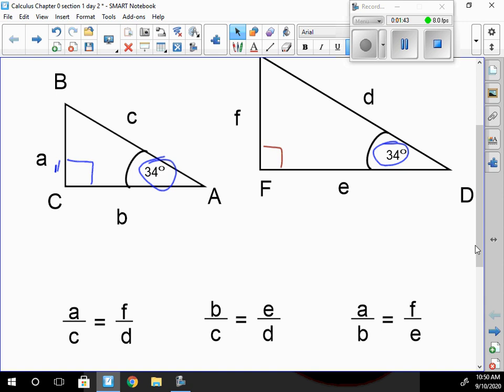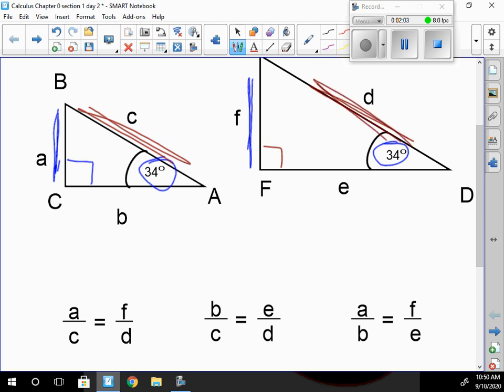So if I take this side A, which is the shortest side of the triangle, over C, the longest side of the triangle, that is equal to F, the shortest side of the triangle, over D, the longest side of this triangle. And that'll work anytime the triangle is a right triangle and it has a 34-degree measurement. Now, it's not just true for 34 degrees, it's any triangle that has both of those measures.